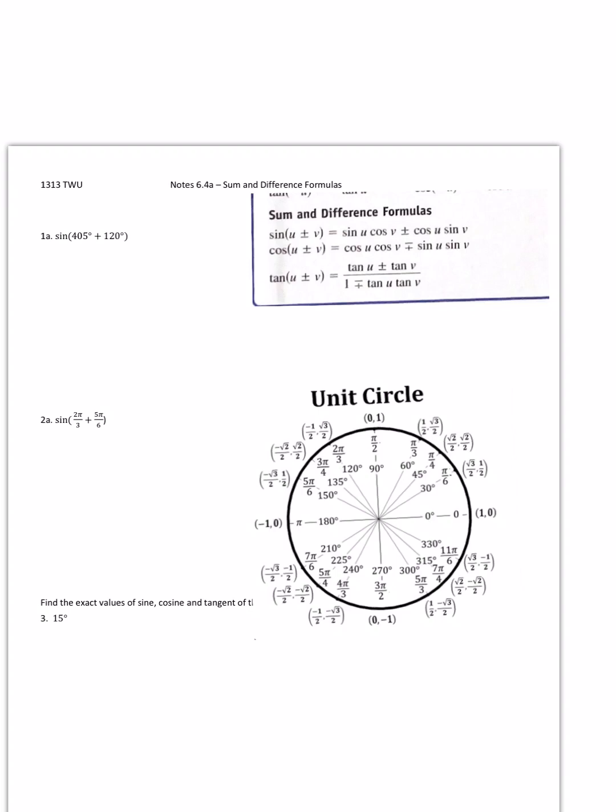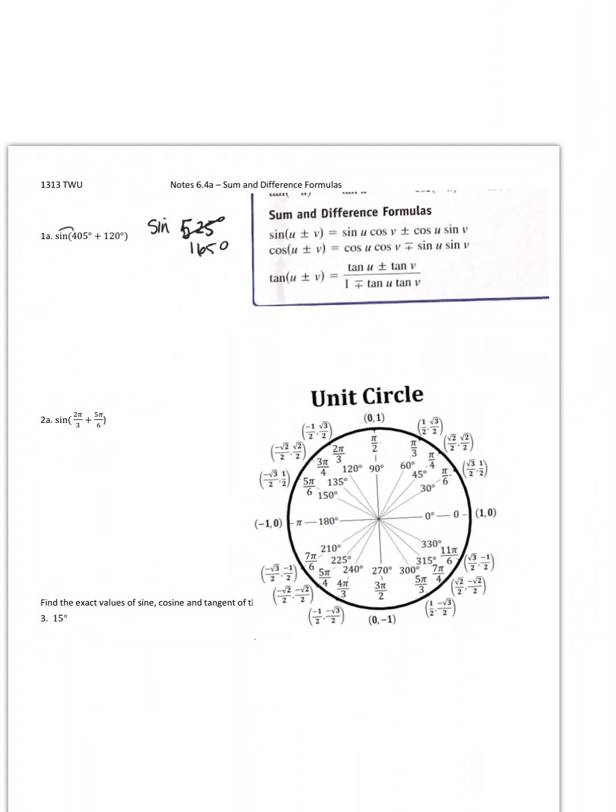Now in this video, we're going to look at using sum and difference formulas. So why would we need to do this? You would need it because sometimes we're asked to find the sine of 405 plus 120. Well, wouldn't that just be the sine of 525? Well, that's not in the unit circle, is it? And if you subtract 360 from 525 to get a coterminal angle, that is 165. But that's not on our unit circle either. So then we don't know what to do.